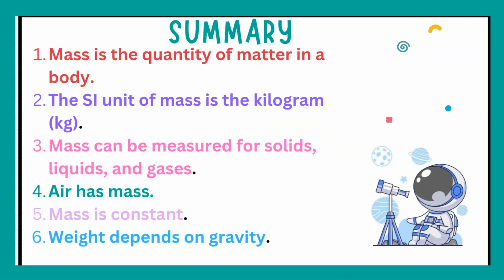To summarize, mass is the quantity of matter in a body. The SI unit of mass is the kilogram. We can measure the mass of solids, liquids, and gases. Air has mass. Mass stays the same, but weight depends on gravity.